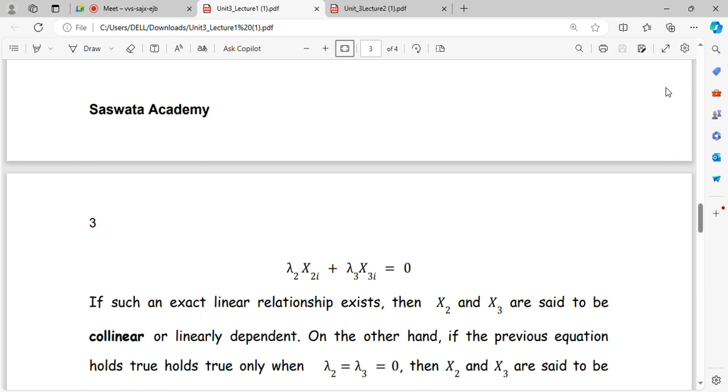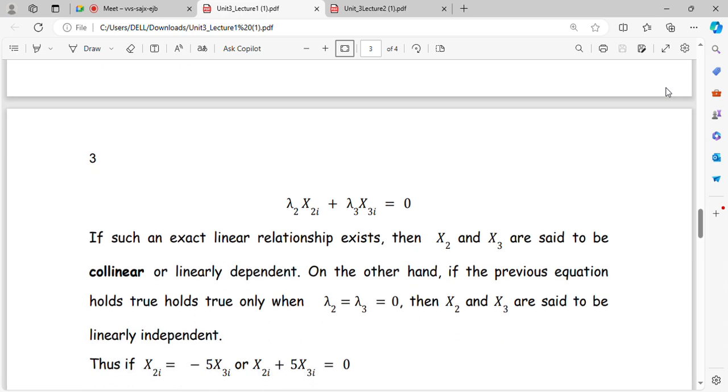If this equation holds, then we say the variables are linearly dependent. On the other hand, if the previous equation holds true only when lambda 2 equals lambda 3 equals 0, then x2 and x3 are said to be linearly independent. Then there will be no such equation.